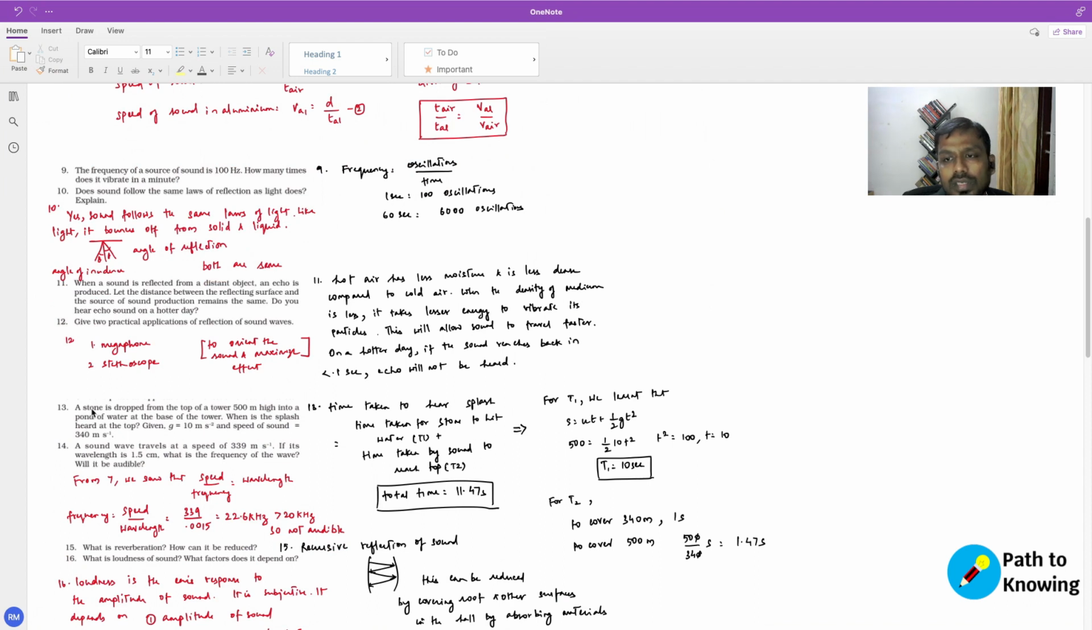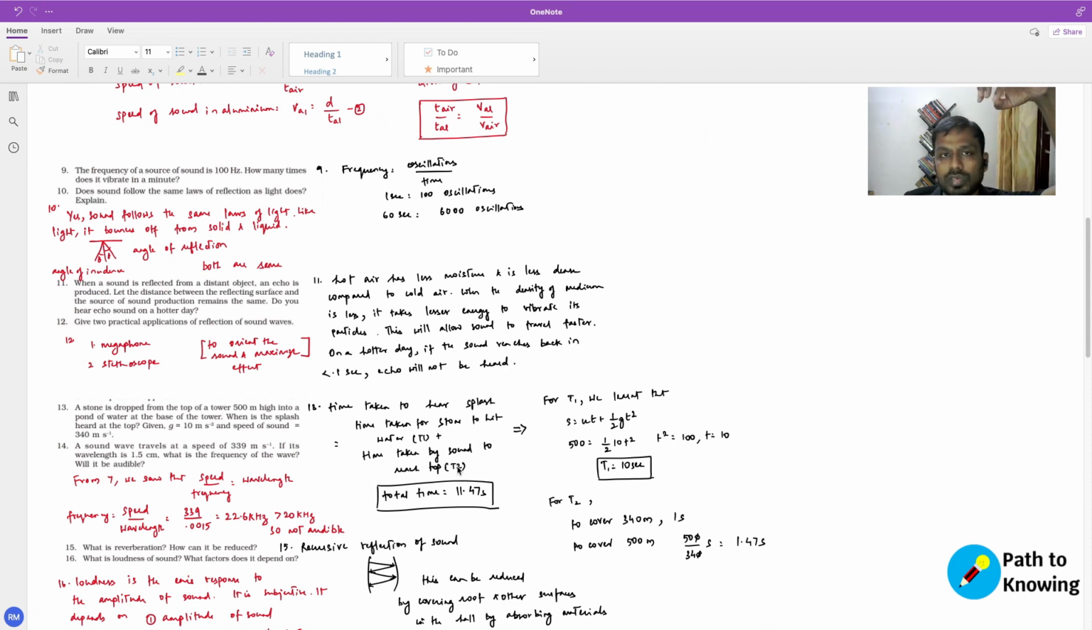Question 13. A stone is dropped from the top of a tower, which is 500 meters high, onto a pond of water at the base of the tower. When is the splash going to be heard at the top? Given gravity is equal to 10 meters per second squared, and the speed of sound is equal to 340 meters per second. So the time taken to hear the splash has two parts. The time taken for the stone to hit the water, let's call it T1, plus the time taken by the sound to reach the top, that is T2.